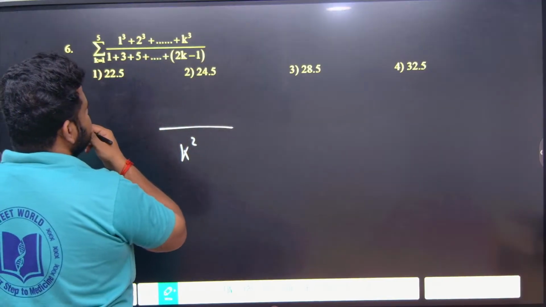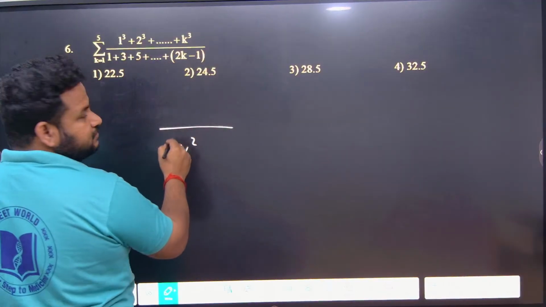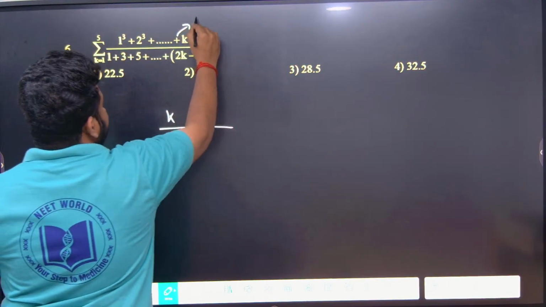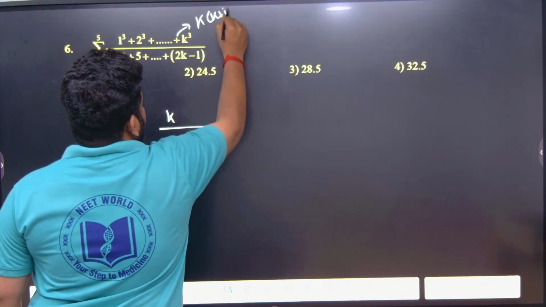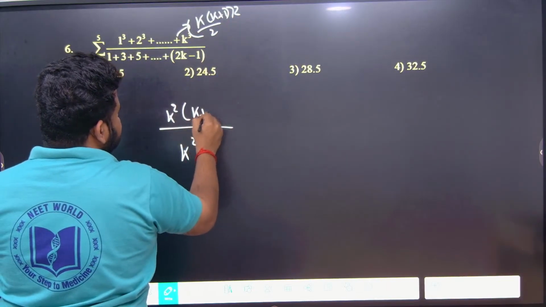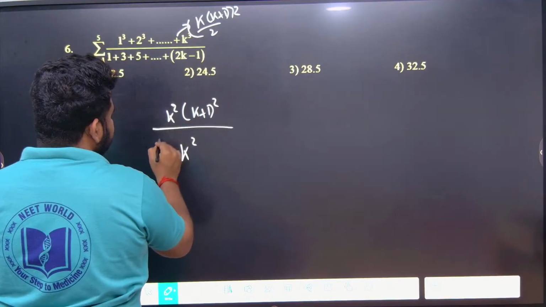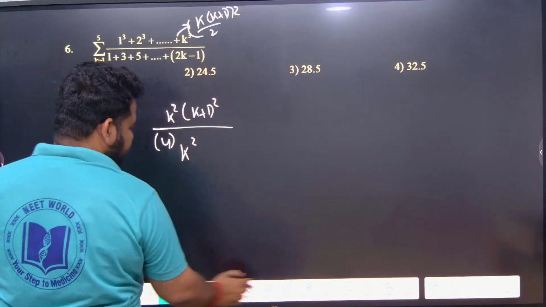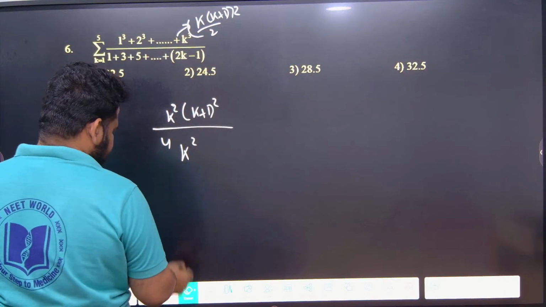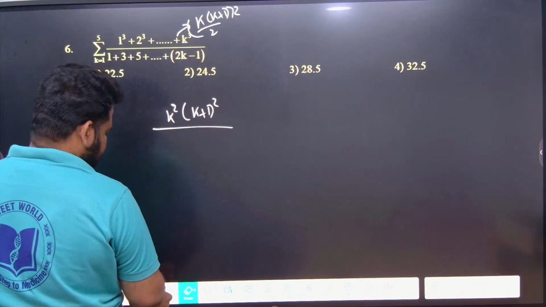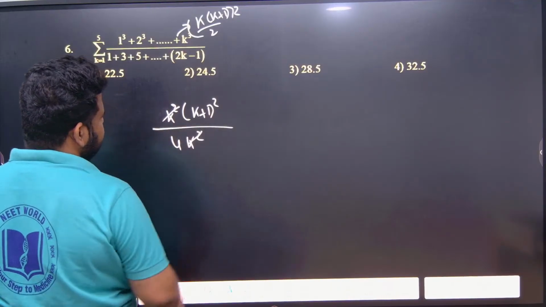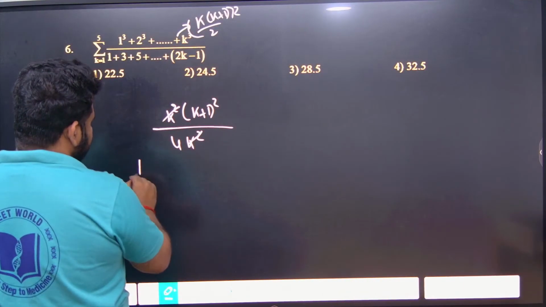That means what I should write? k into k plus 1 whole square by 2. So, this is k into k plus 1 by 2 whole square. So, that I can write as k square into k plus 1 whole square divided by 4. Okay, divided by 4. So, 4, this is 4 square. So, k square cancels, I am having k plus 1 whole square. So, 1 by 4, let me take it outside.